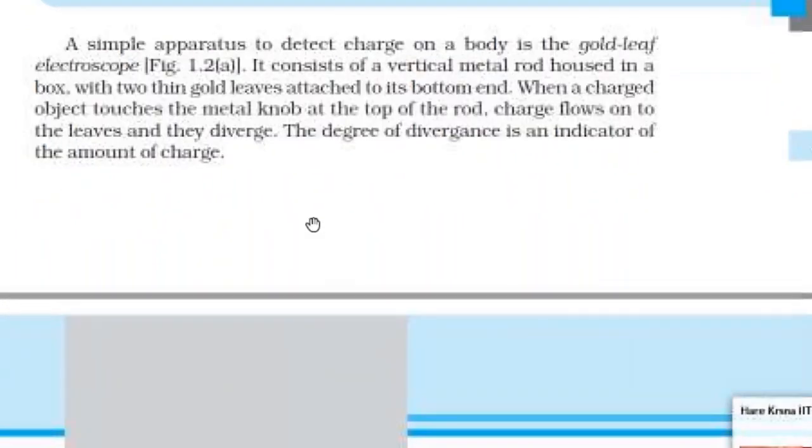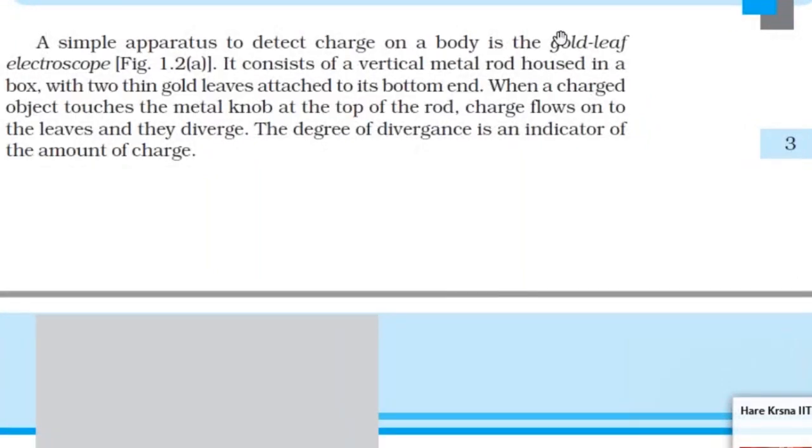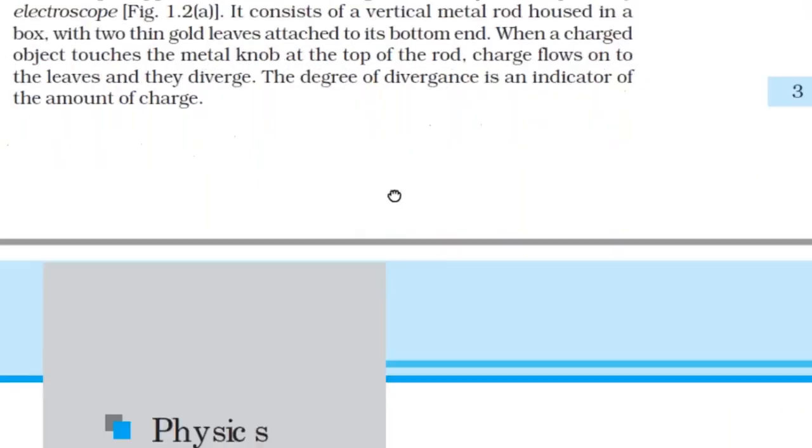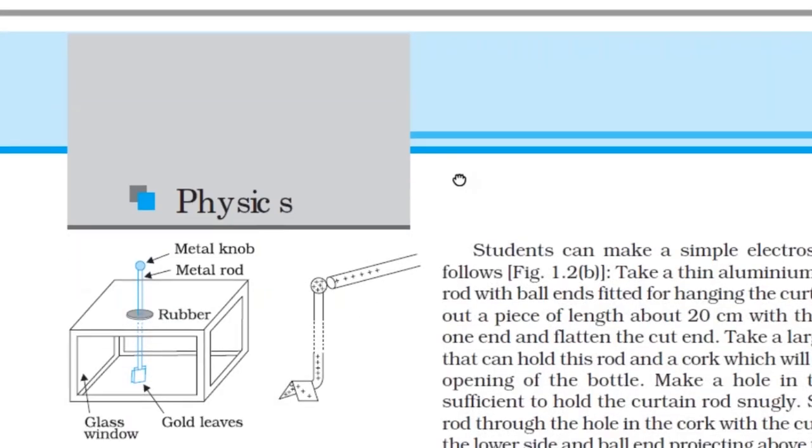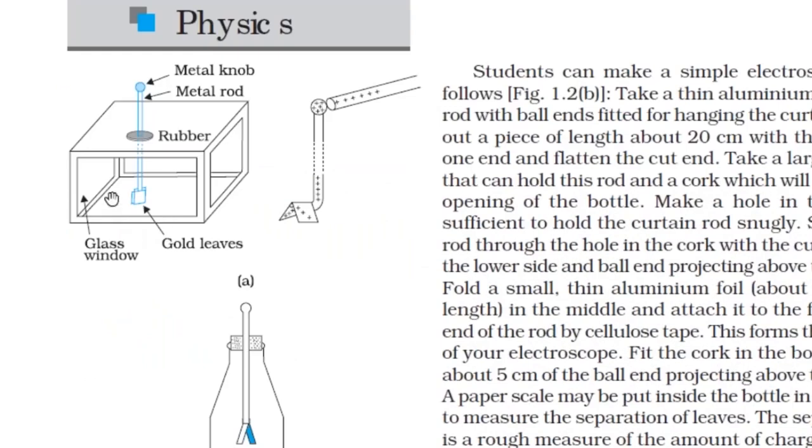Now what we'll learn is another good thing: there is a simple apparatus called the gold leaf electroscope. If you see in your book, this is the gold leaf electroscope. You can see that there is a closed box which has glass windows, that means you can see through it. Sometimes it is enclosed with a rubber lid.